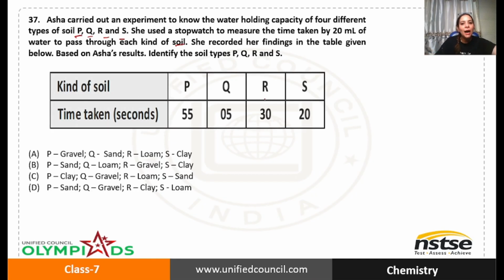So P, Q, R, S, the water was passed through them and she recorded the time taken by 20 ml of water to pass through each soil. And you can see that P took 55 seconds, Q took 5 seconds, R took 30 seconds and S took 20 seconds. We need to identify the soils. And here in this option, we have got just 4 options: gravel, sand, loamy soil and clay soil.